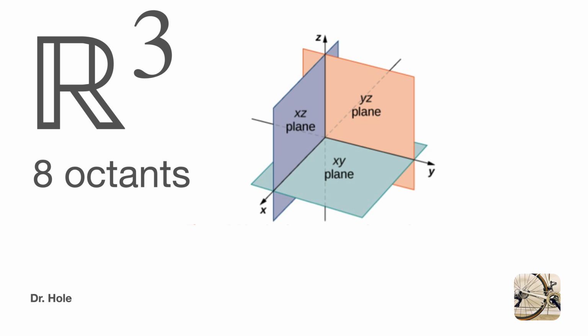What you're getting are 8 octants. If you look above the floor, you have 1, 2, 3, 4 rooms at the given level. And then down below in the basement, you have 1, 2, 3, 4 rooms. Instead of rooms, the nice word is octants. Then where we have x positive, y positive, z positive, that is called the first octant.